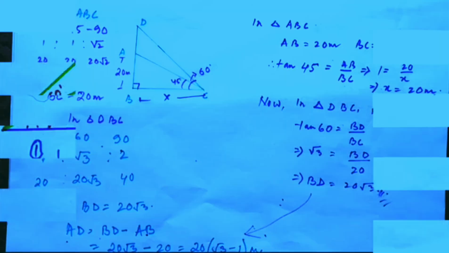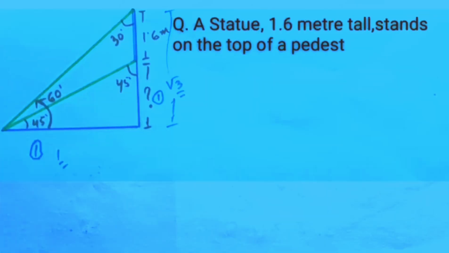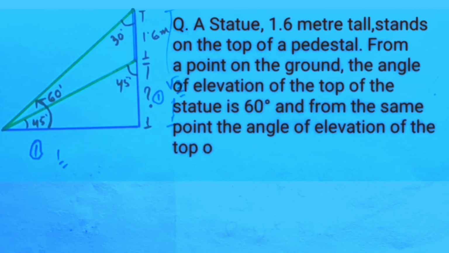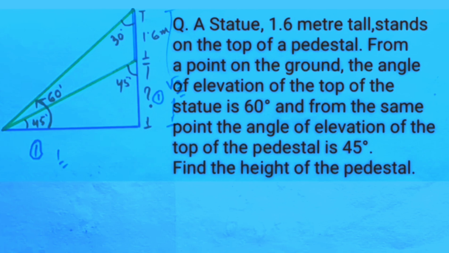Hope you are enjoying it. A statue 1.6 meter tall stands on the top of a pedestal. From a point on the ground, the angle of elevation of the top of the statue is 60 degree, and from the same point, the angle of elevation of the top of the pedestal is 45 degree. Find the height of the pedestal.